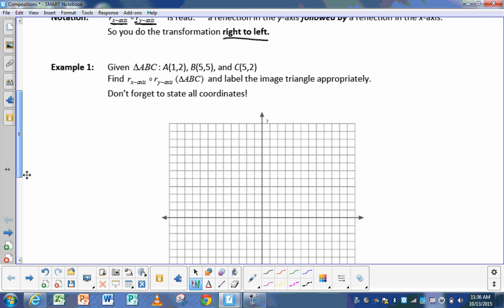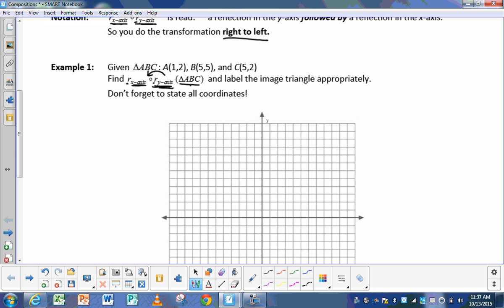In this example, we're given a triangle ABC. We want to find the reflection over the x-axis after a reflection over the y-axis of the triangle ABC. All right, so I read that from left to right, but we're going to perform it from right to left. That was just another way that we can read it. So what we're really doing is we're taking the triangle ABC, we're reflecting it over the y-axis, then we're taking that image and we're reflecting that image over the x-axis.